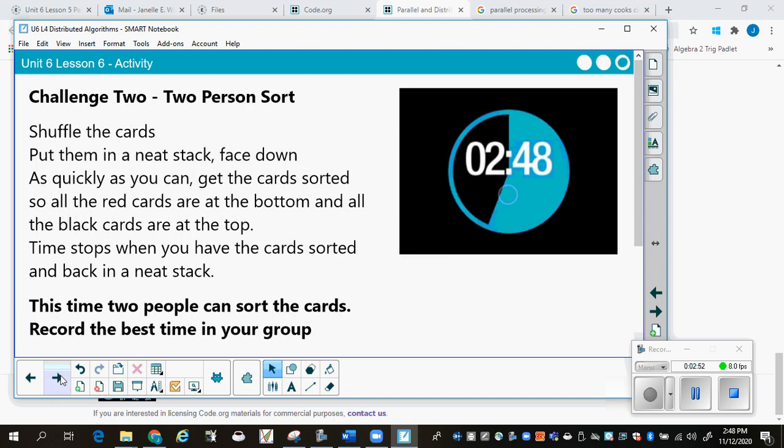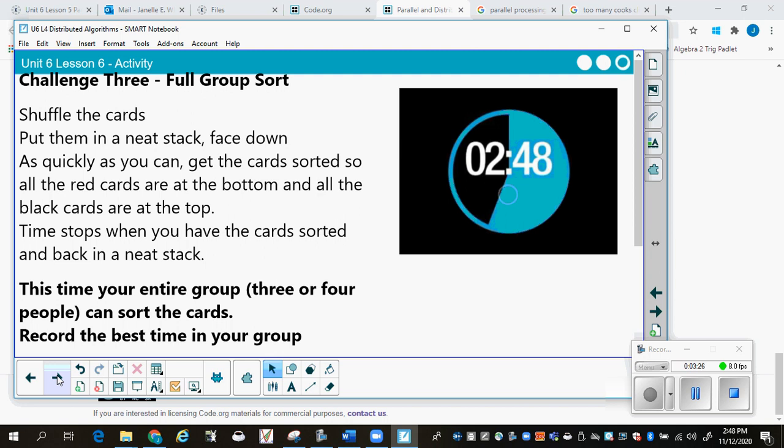The second challenge, we would take some decks of cards, shuffle them all up, and then put them in a neat stack face down. Then as quickly as possible, we would get the cards sorted so all the reds are at the bottom and all the black cards on the top. But this time, 2 people are working on the sort, not just 1. And time will stop when the cards are not just sorted, but back into 1 neat stack. This should take less time than the first one. You've got 2 people sorting. It should go faster.